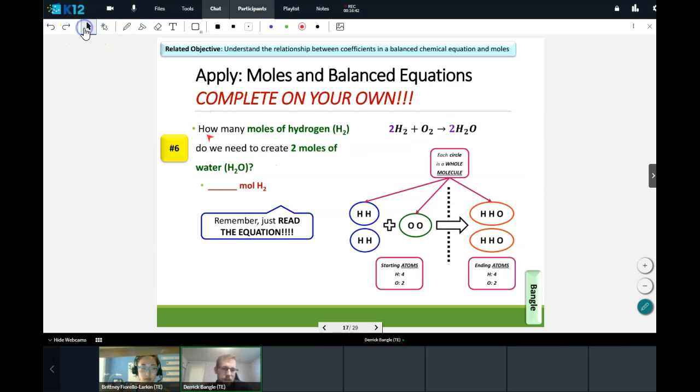I'm sorry, I read it backwards. How many moles of hydrogen do we need to create 2 moles of water? We're working backwards now. So if we just, as a hint, circle this, right? It says we have this, right? How many moles of hydrogen would we need? So I'll draw, this is what we have over here, and the other one is what we need. But again, still looking at the equation, right?